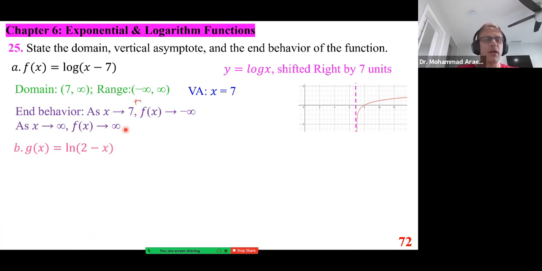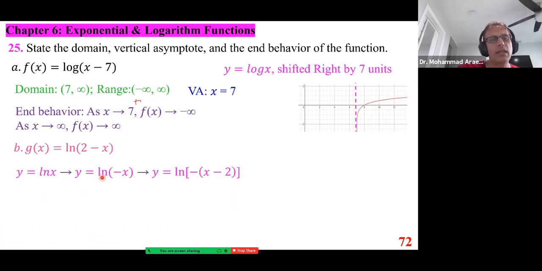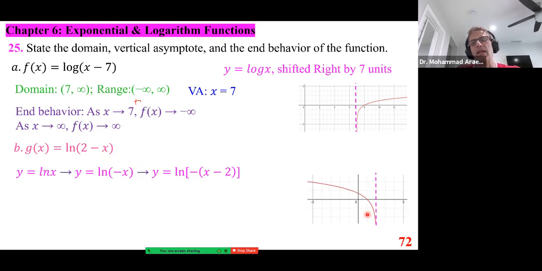Now, ln of 2 minus x, we write it, we're starting with ln x. Then we change the x to minus x. Okay. That flips over with respect to the y-axis. And then we shift that 2 units to the right, which is the same as this one. So understand this one and the graph. And now the graph can tell you the information about the domain, range, and the rest of it.